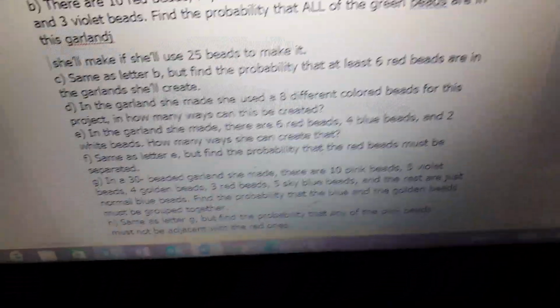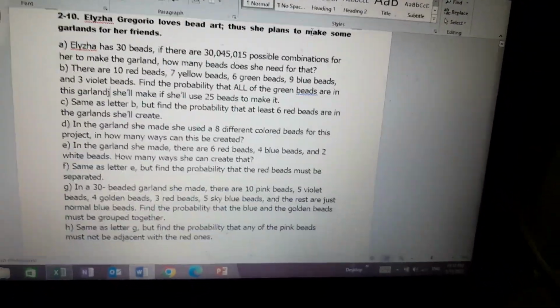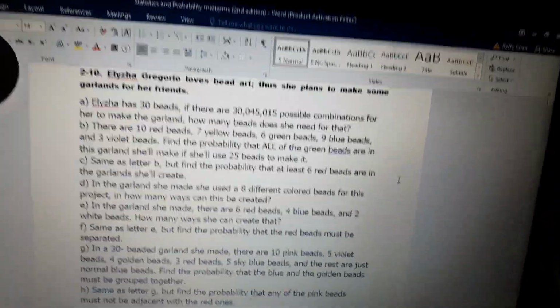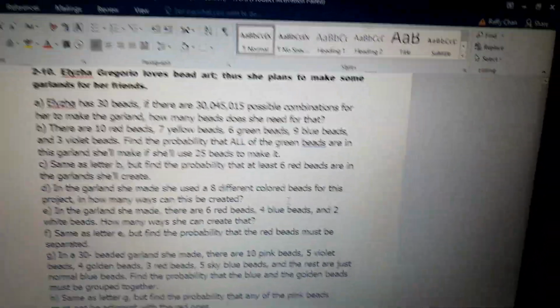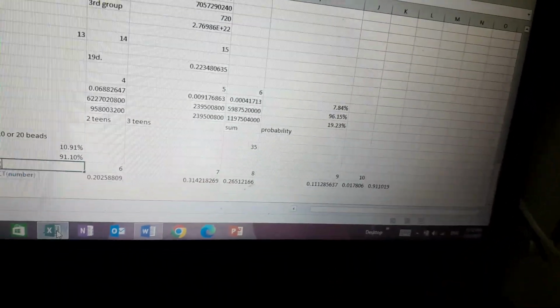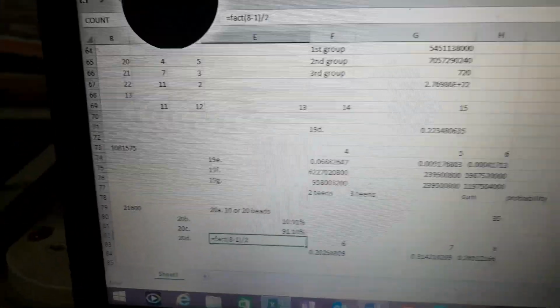So di ba remember dito sa letter D, sabi dito sa problema na to, in letter D, sabi dito, in a garland she made using 8 different colored beads for this project, in how many ways can this be done? So ito na talaga yung mangyayari. So here's the answer. 20D. Di ba remember sabi ko dito, factorial of 8 minus 1. Factorial of 8 minus 1 divide by 2. We know that 7 factorial is 7 times 6 times 5 times 4 times 3. Divide by 2 to give you this.